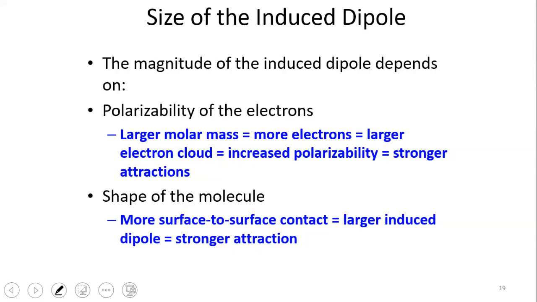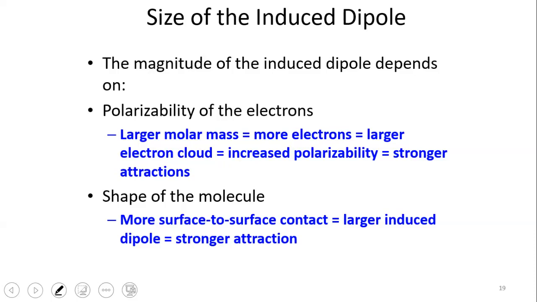The other factor is the shapes of the molecules. We'll have to visualize that in the next slide, but let me just explain what that means. The more opportunity you have for the molecules to interact with each other, in other words, the more surface-to-surface contact you have, the larger the induced dipole. And the larger the induced dipole, the stronger the attraction between these, all right?